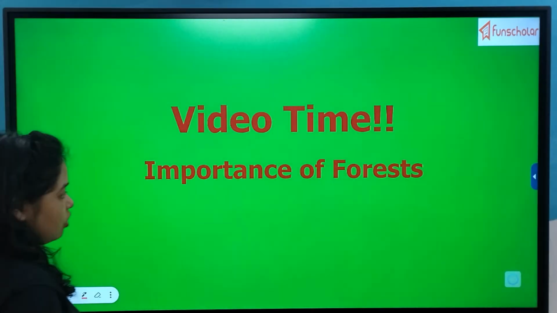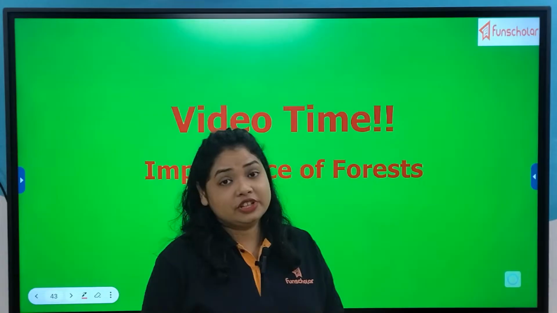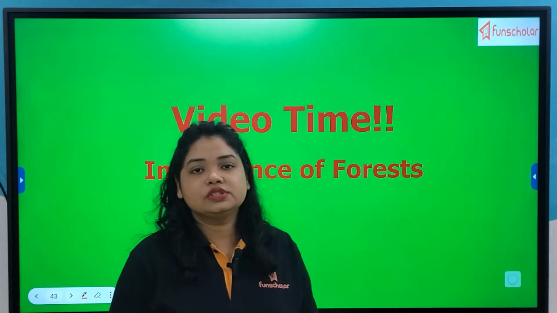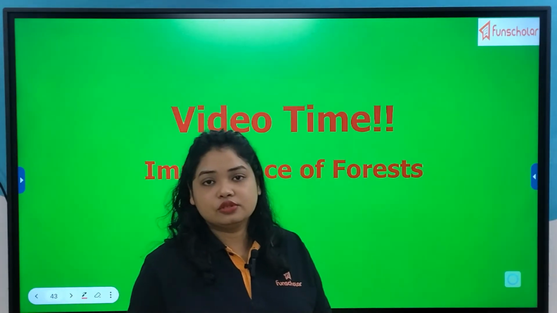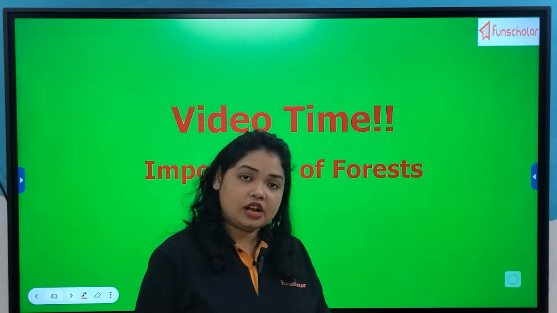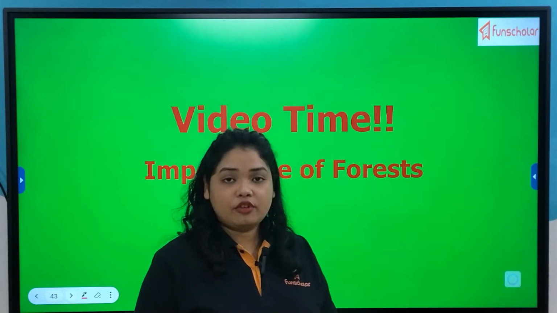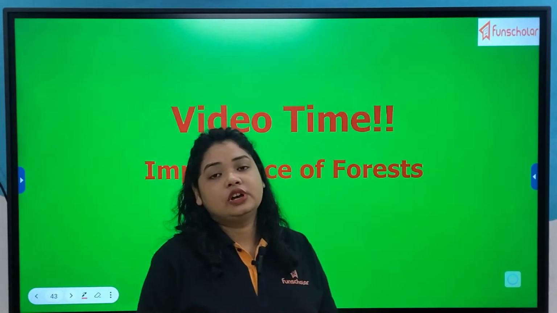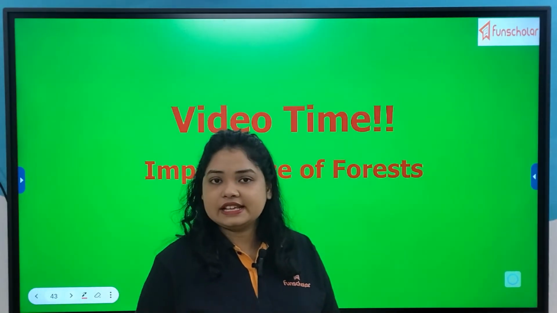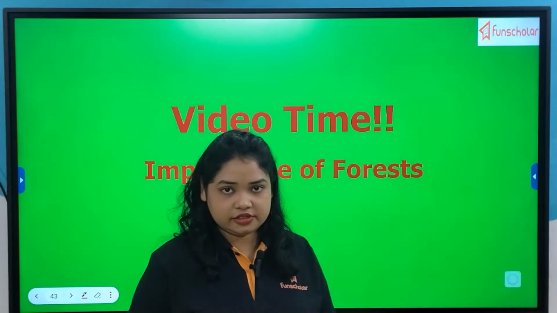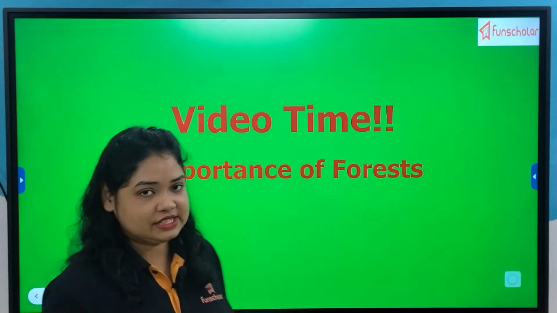Coming to the importance of forests. We know forests are known to be the lungs of Mother Earth because they produce a huge amount of oxygen. But apart from it, we also know that there are many products and also many services provided by forests, for which they are of utmost importance for the survival of human beings as well as other animals on planet Earth. So let's watch this video and know more about the importance of forests.